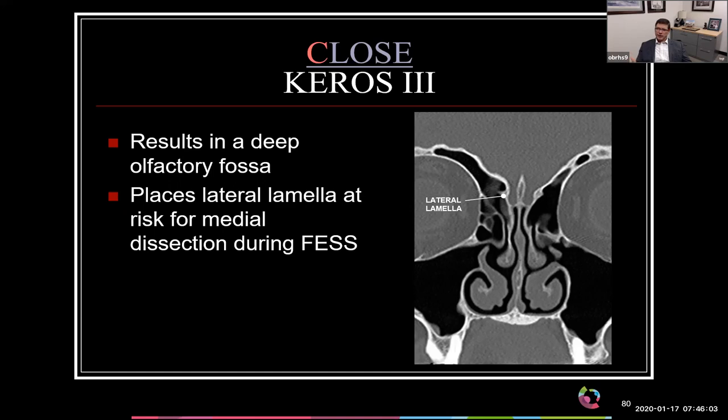Now, the lateral lamella can be injured in one of two ways, either during an ethmoidectomy, if the surgeon inadvertently penetrates or injures the lateral lamella, or more commonly, at least nowadays, during a turbinectomy. So the middle turbinate attaches at the junction of the lateral lamella and the lamina cribrosa. So if they over-manipulate this, they can get a fracture right at its attachment site, which can cause injury to the lateral lamella and a CSF leak.